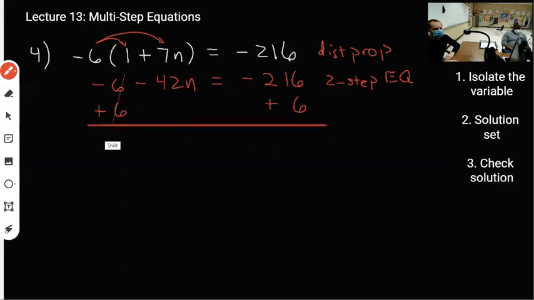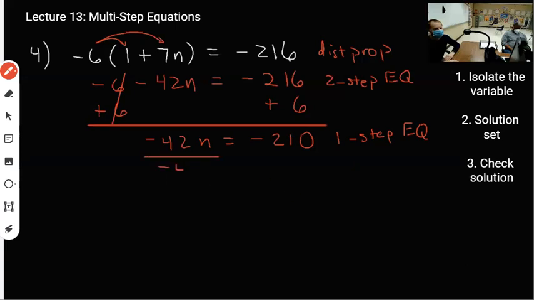Now when I do that, they cancel out over here. I'm left with -42n is equal to -216 plus 6. That's going to give me -210. All right. So now we're almost done because now we have a one-step equation. I need to get that n by itself on the left side. So I need to get rid of that -42. And I can do that by dividing both sides by -42.